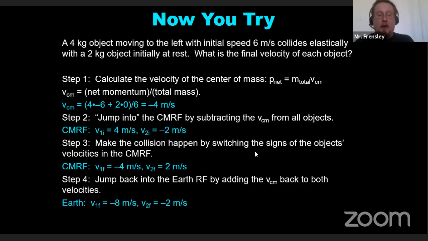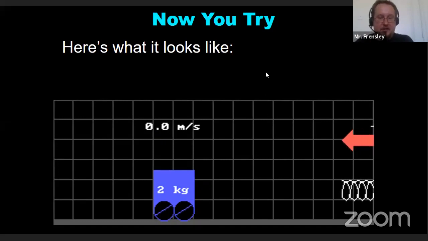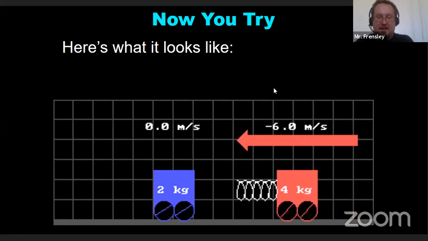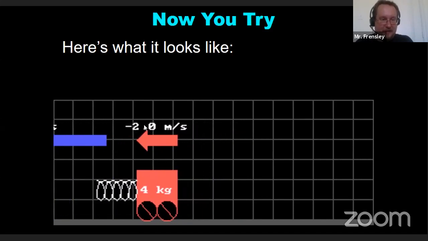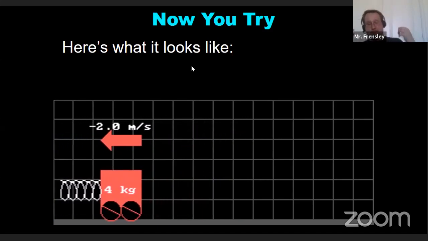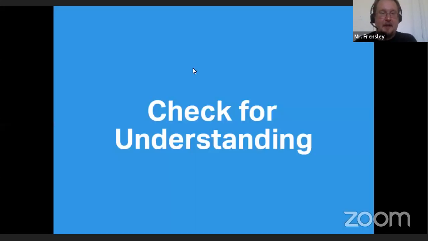And now let's see what happens if I animate it. So here's what the animation looks like. All right, there's my 6 left meters per second. And right before the 2 goes out of frame, you can see the 8 meters per second and the 2 meters per second, both to the left. All right, isn't that lovely?